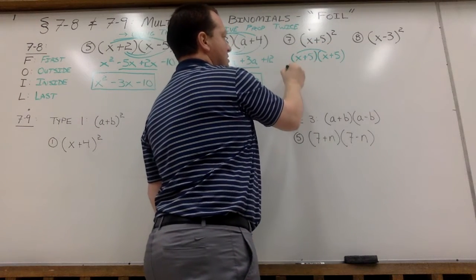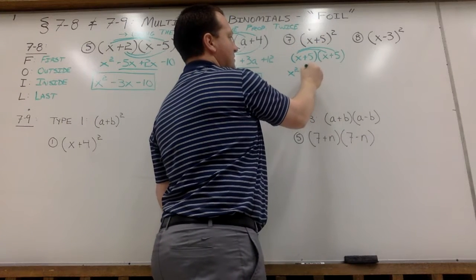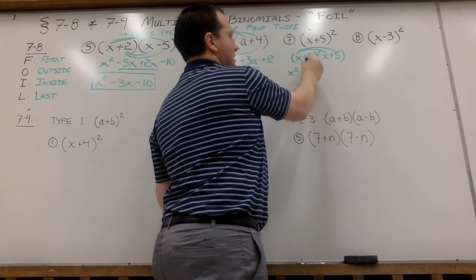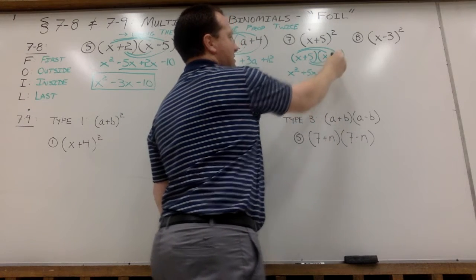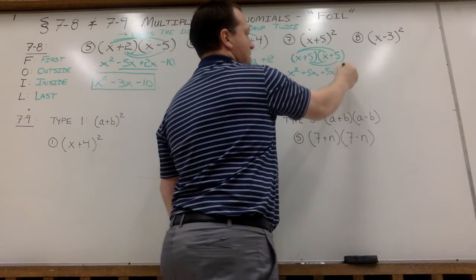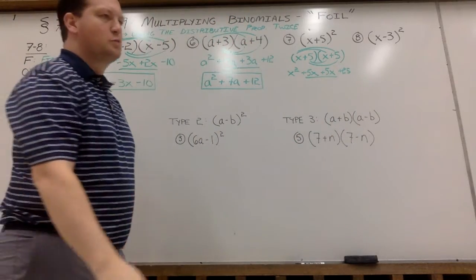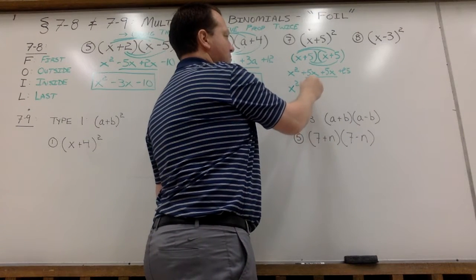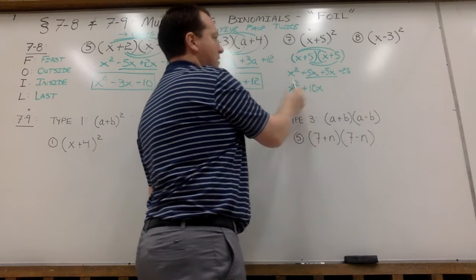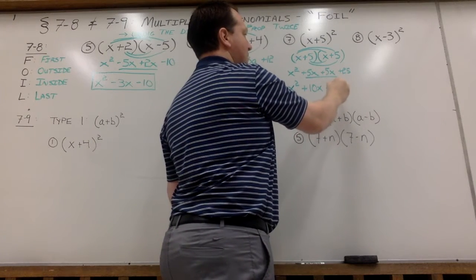X times x, I'll get x squared. X times 5 is a 5x. Inside, 5 times x is another 5x. And then last, 5 times 5, 25. I'll put those middle x's to the first power together, 5 and 5 gives me 10x. So I've got the x squared plus 10x plus 25.